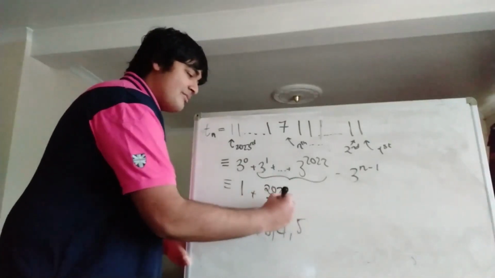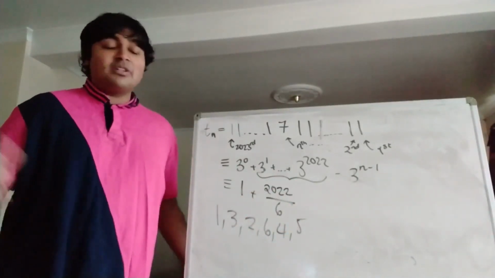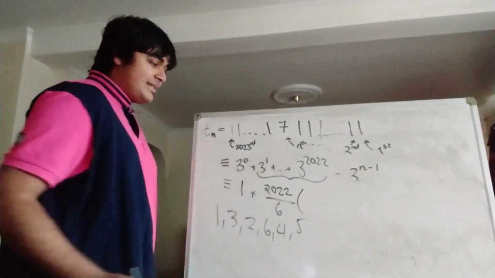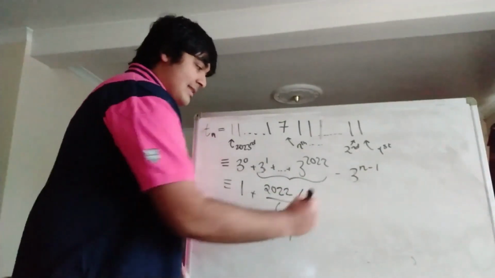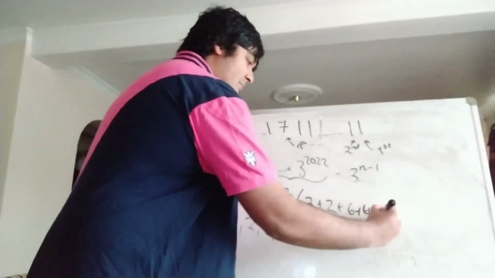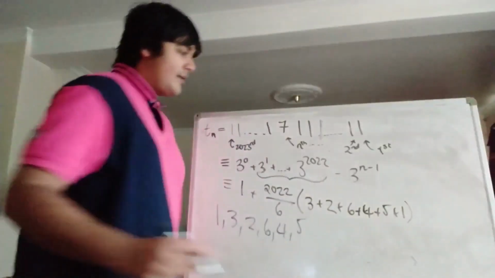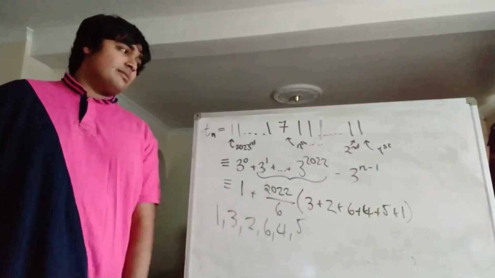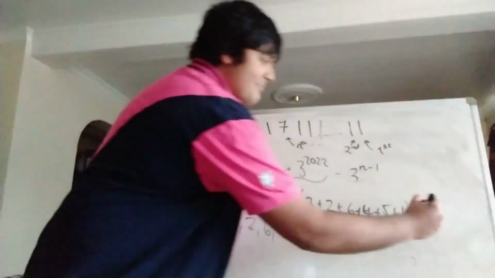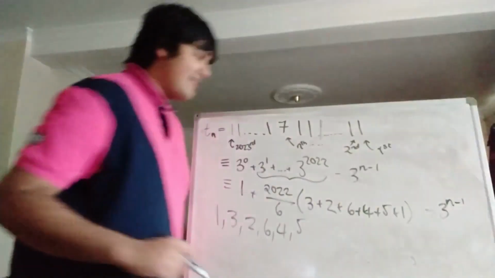So 2022 divided by 6, we could work it out, but we don't actually have to. We just need to know that it's an integer, times, well, 3 to the 1 is going to be 3. Then the next number we know is 2, then 6, then 4, plus 5, and then plus 1. Because 2022 is a multiple of 6, we don't have to worry about adding on any junk terms at the end. I guess this minus 3 to the n minus 1 is still there.